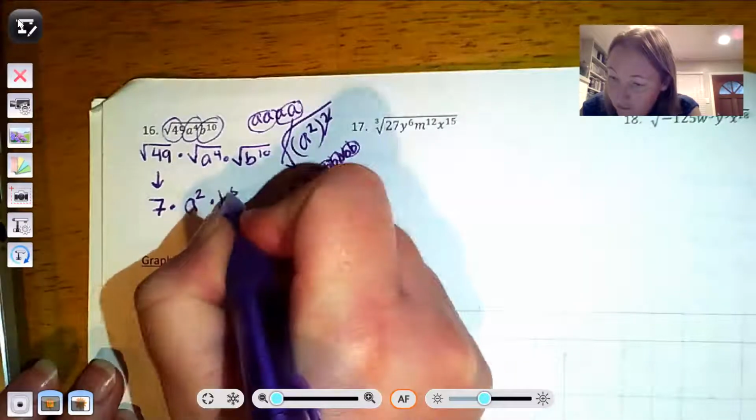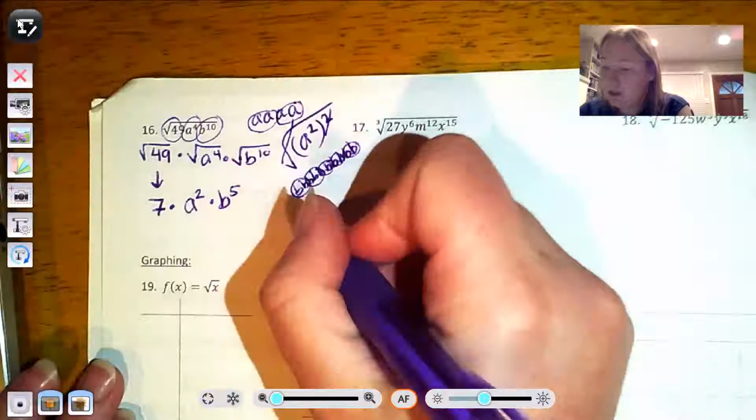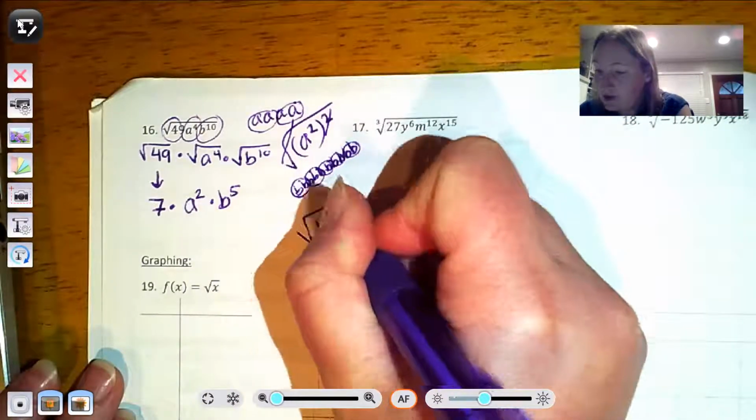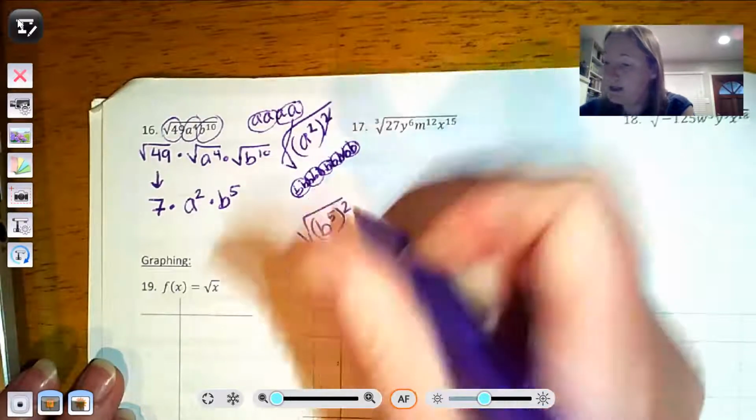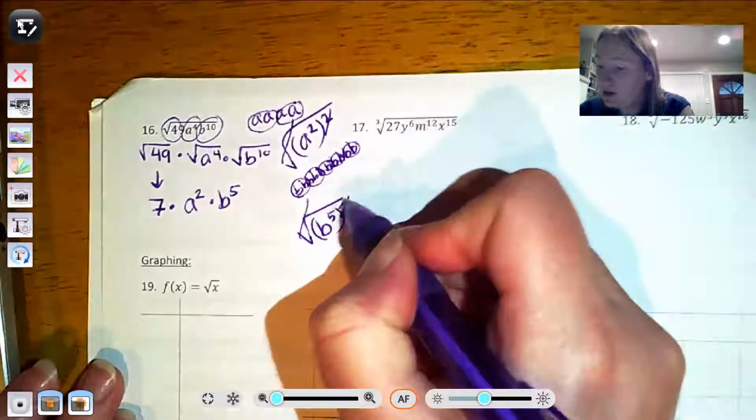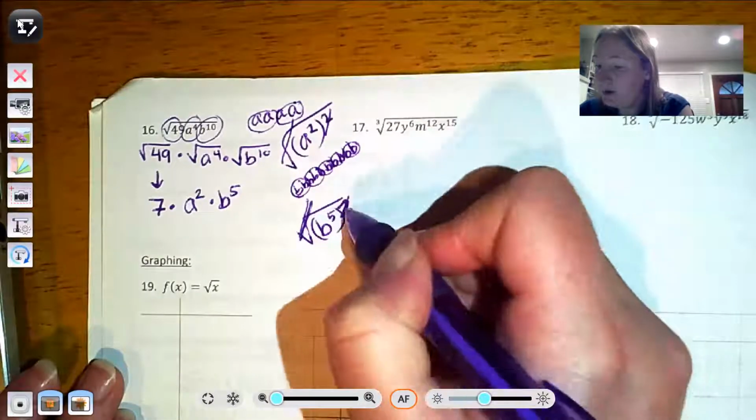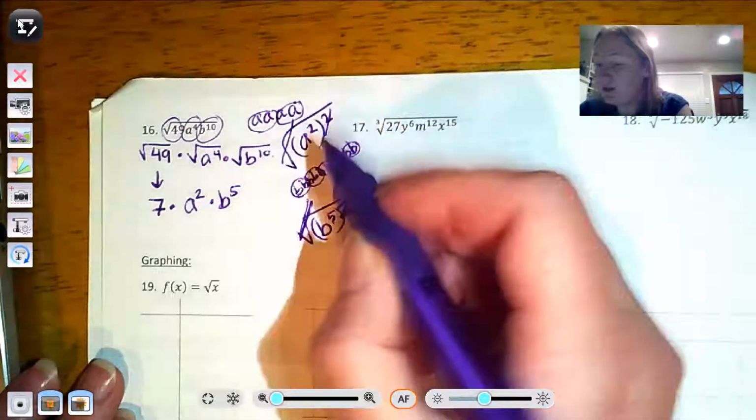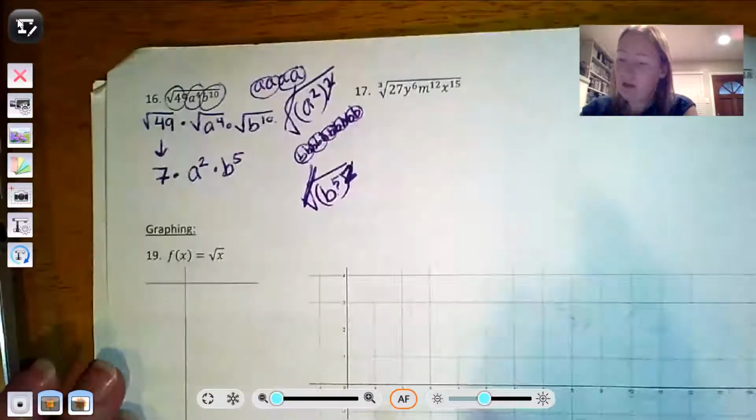So b to the 5th. Alternatively, you can think of it as the square root of b to the 5th squared. So what was squared to make it 10? 5, the square root and the square cancel. So we wanted the 2 here to cancel out with this square root. So what was needed here in order to make it equivalent to the 10? So 5. And so there's your answer.